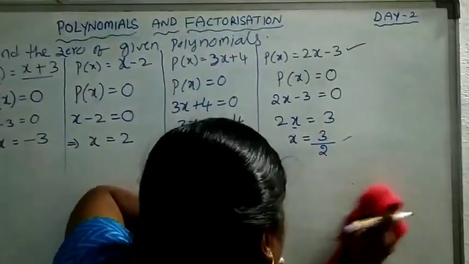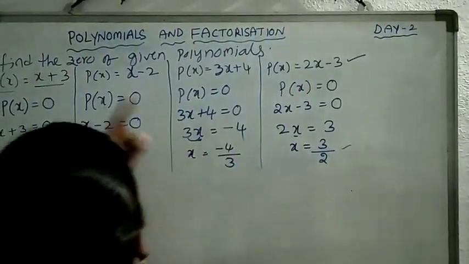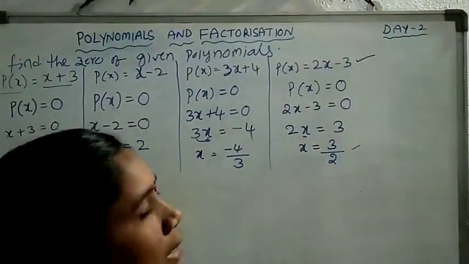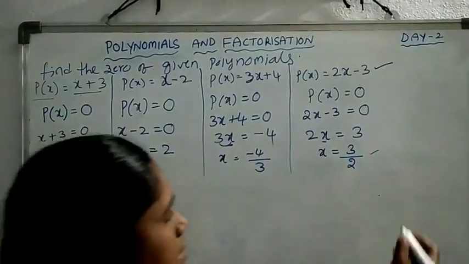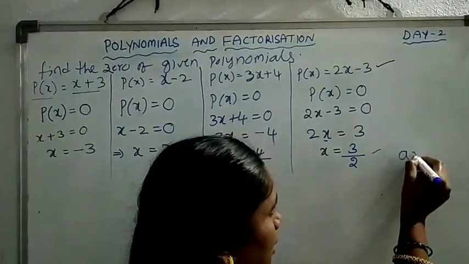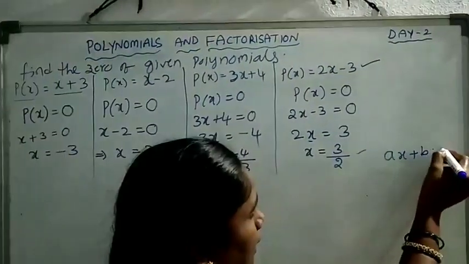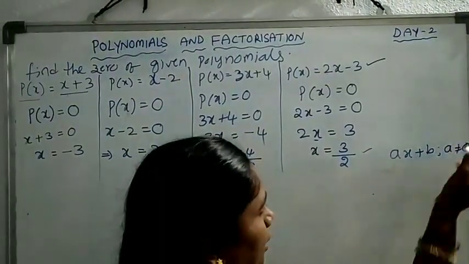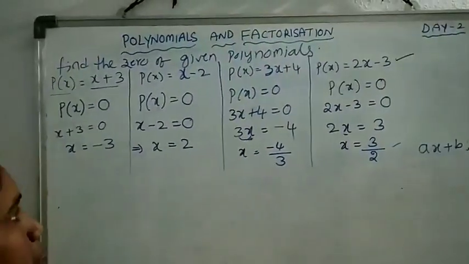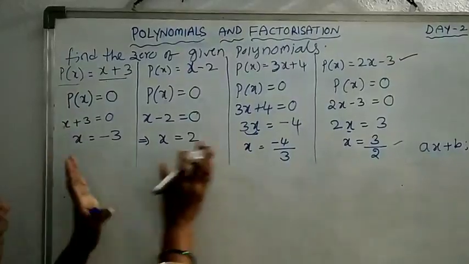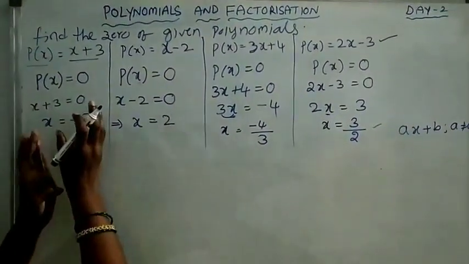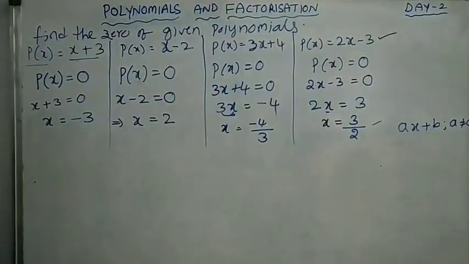Okay, children, you observe one thing. All the given polynomials are linear polynomials. So, what is the general form of a linear polynomial? Do you remember, children? Ax plus b, where a is not equal to 0. So, here, without making the calculations, that means without finding the 0, we can directly write the 0.